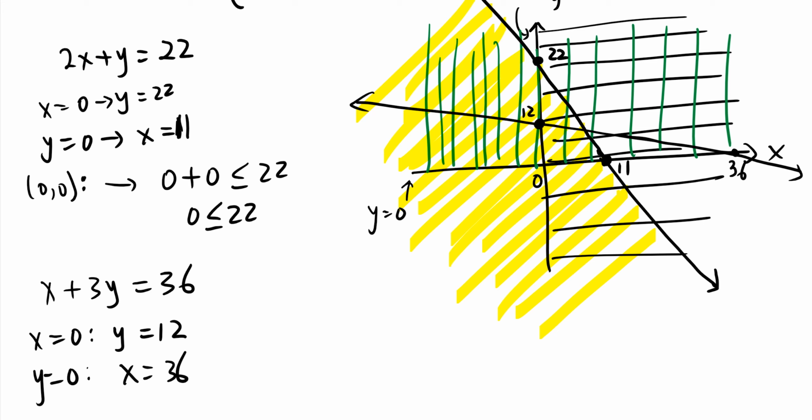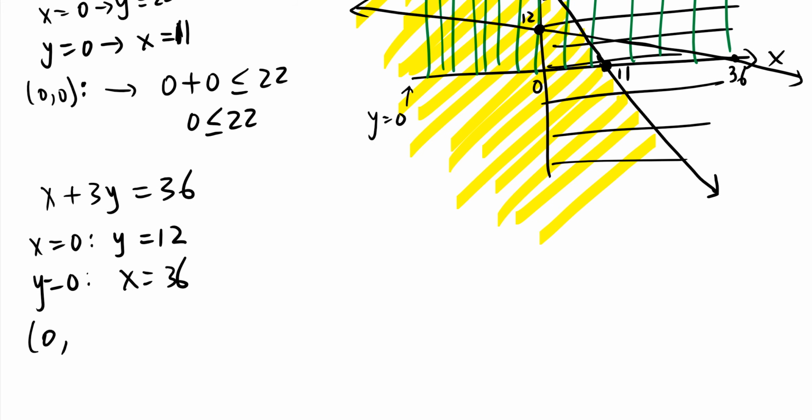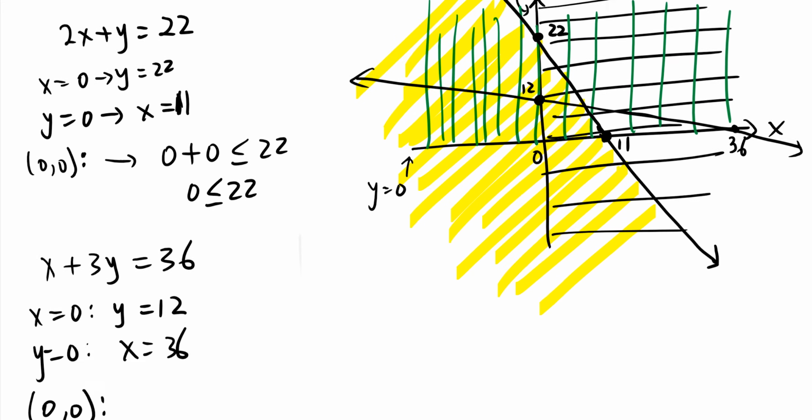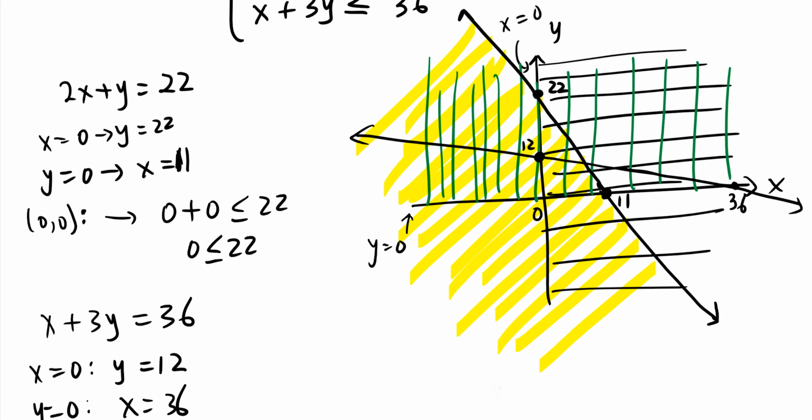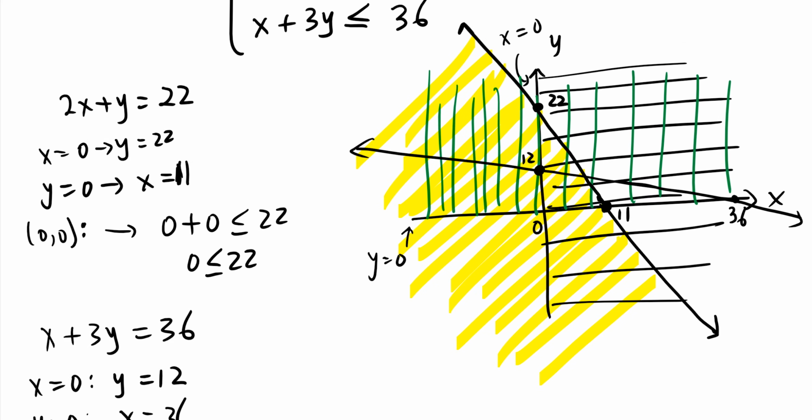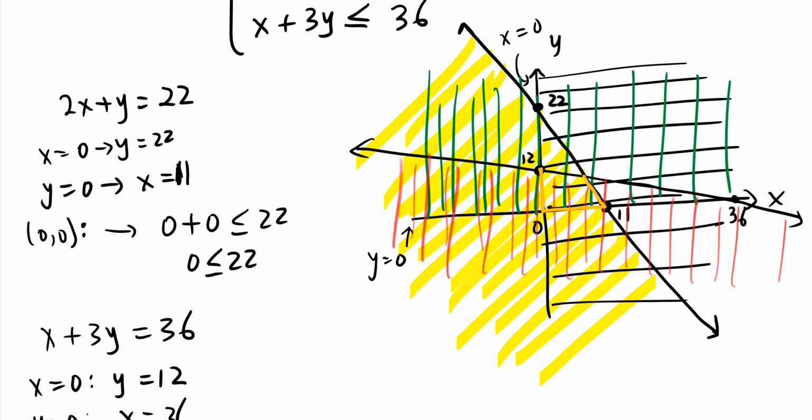Label everything. If we pick the origin (0, 0) and substitute it back in, 0 plus 0 less than or equal to 36, so 0 is less than or equal to 36. That's a true region, so the region containing the origin must be shaded. I'm going to shade this region below the line. And notice where they all overlap. They all overlap here. Test it out, check it out, make sure you got that.